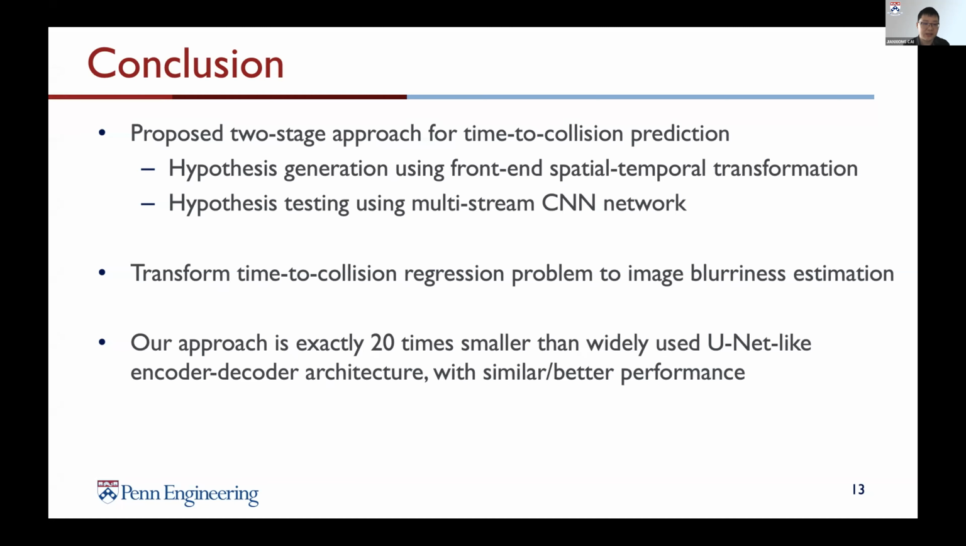With that, we successfully transformed the time to collision regression problem into an image blurriness estimation problem, where even a human with naked eyes can tell the time to collision from the cost volumes. And the final result is that with this tiny and efficient network, we achieve similar or better performance compared to the baseline method. We hope this super efficient network could potentially benefit future real-time robotics applications.